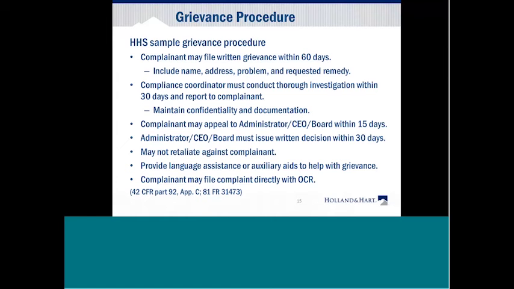After that 30 days, after you notify the complainant, they may then have a process to appeal beyond the investigator up to the administrator or CEO or board within 15 days. The administrator, CEO, or board must then consider that appeal and issue a written decision within 30 days. You may not retaliate against the complainant for their complaint, and you've got to provide language assistance or auxiliary aids to help out with that grievance procedure.